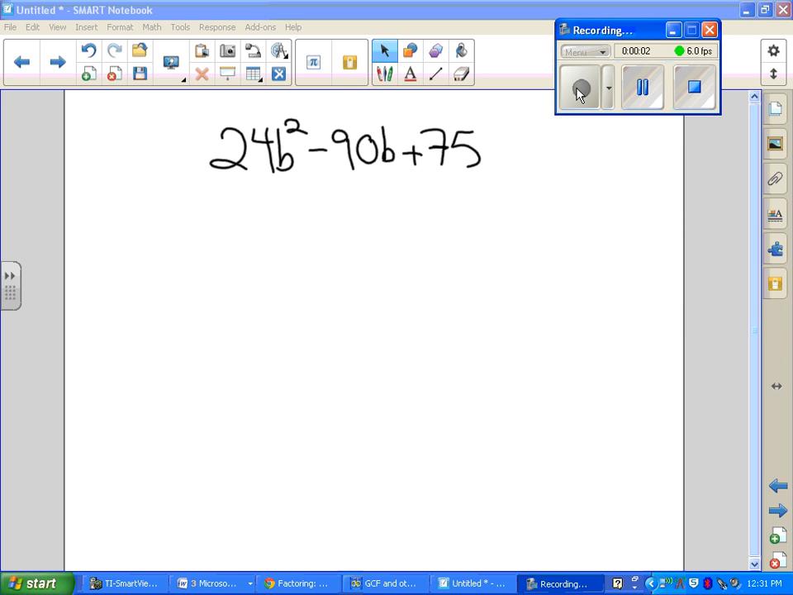I think this is the 21st example, example number 21. 24b squared minus 90b plus 75.